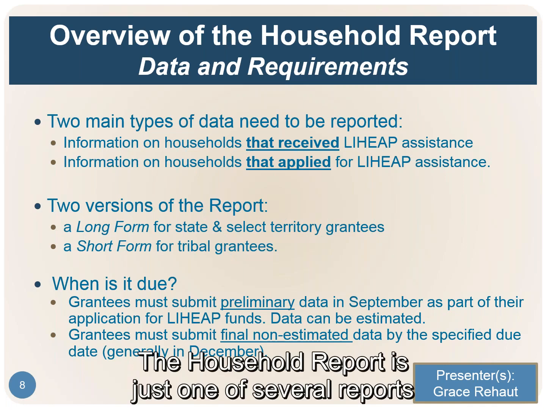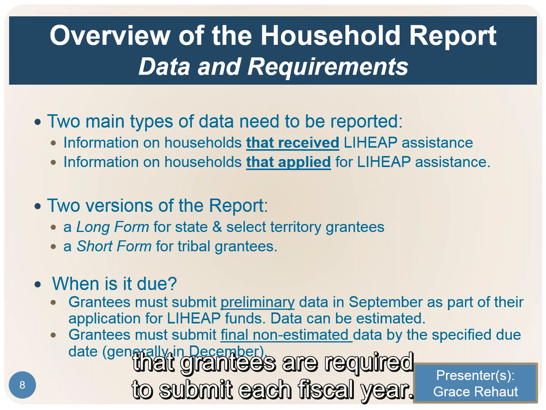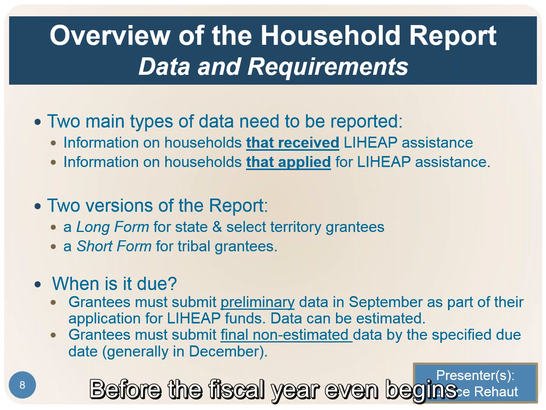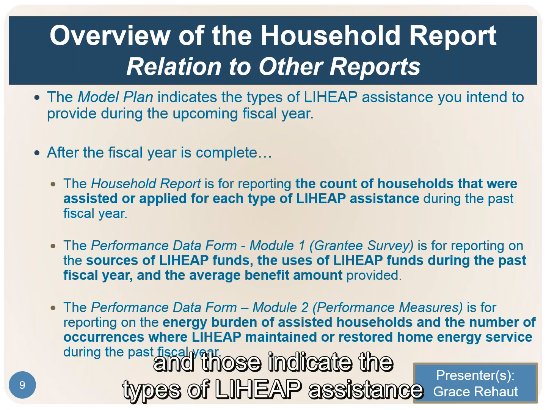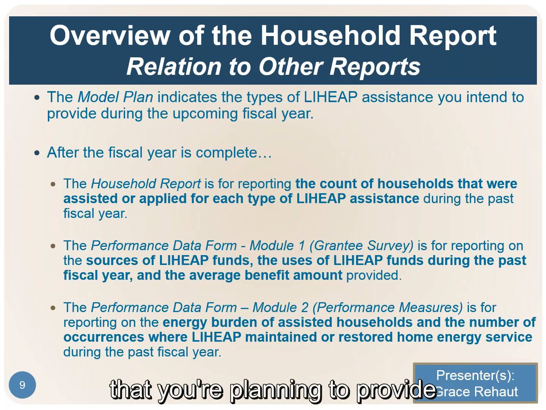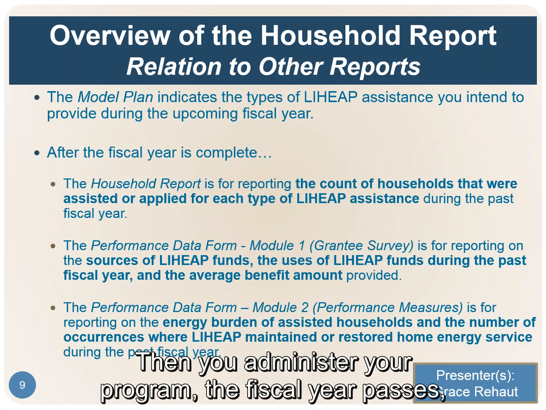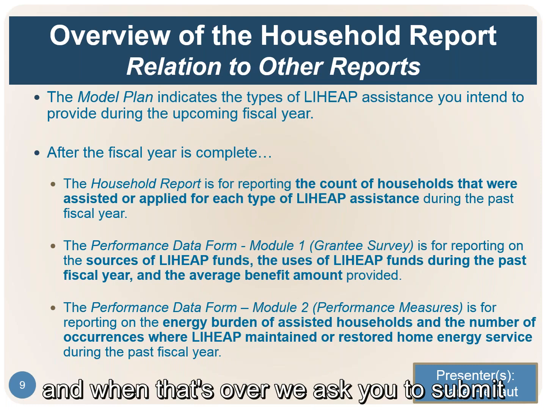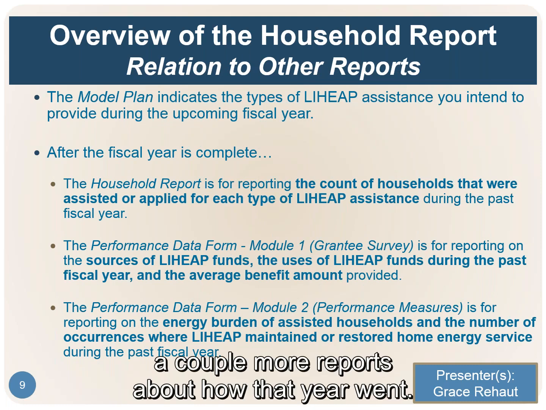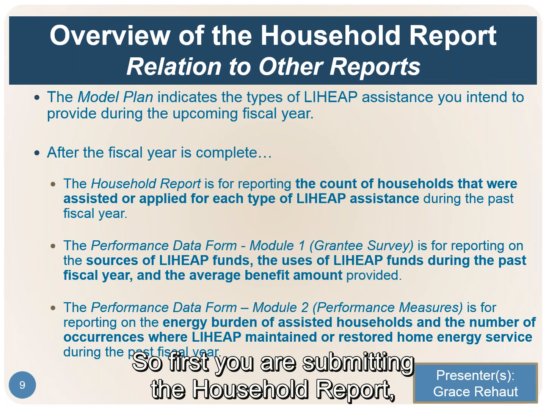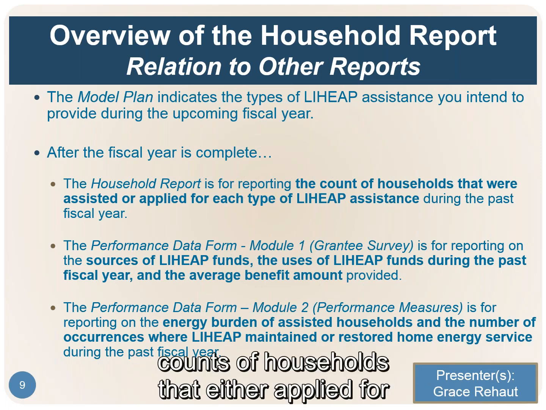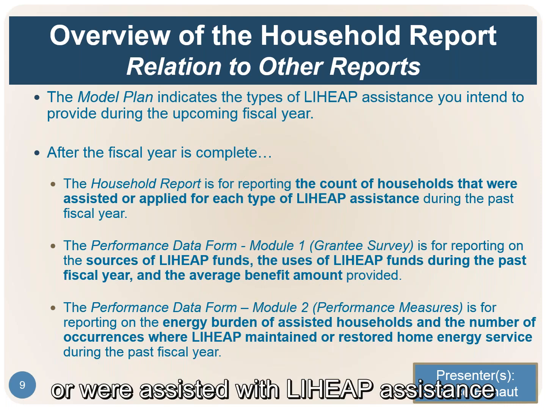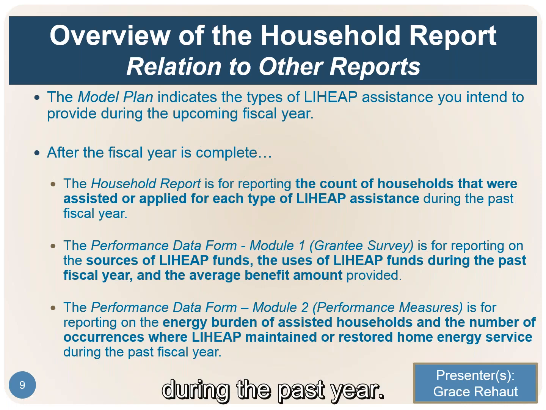The household report is just one of several reports that grantees are required to submit each fiscal year. Before the fiscal year even begins, we ask you to submit model plans, and those indicate the types of LIHEAP assistance that you're planning to provide during the upcoming fiscal year. Then you administer your program, the fiscal year passes, and when that's over, we ask you to submit a couple more reports about how that year went. So first, you are submitting the household report, which, as we've said, is all about reporting counts of households that either applied for or were assisted with LIHEAP assistance during the past year.